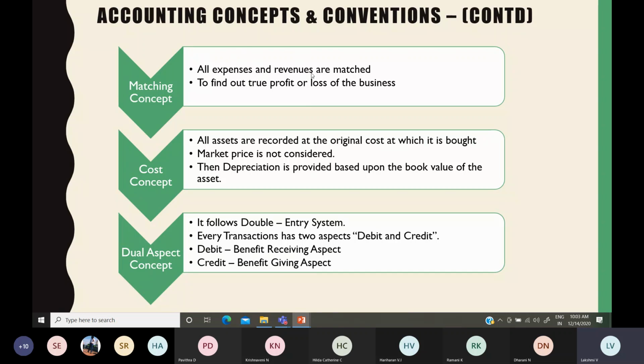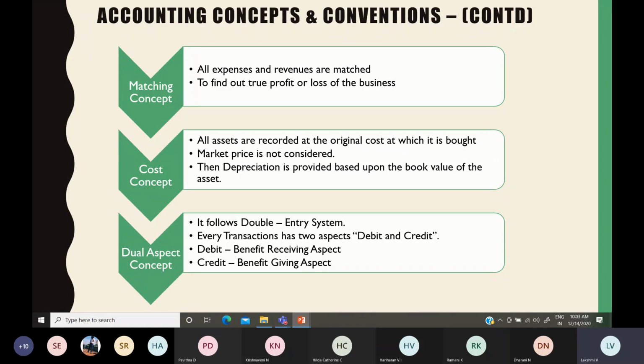So only if you match these two things, you can find out your profit or loss, whether you are earning profit or incurring loss in your business. And moving on to the next concept, that is the cost concept. So the cost concept is that every asset will be recorded only at the original cost.